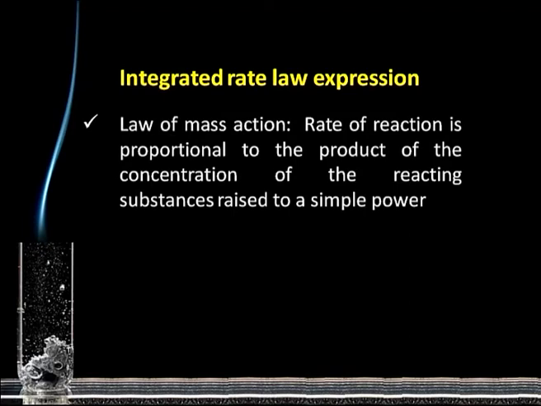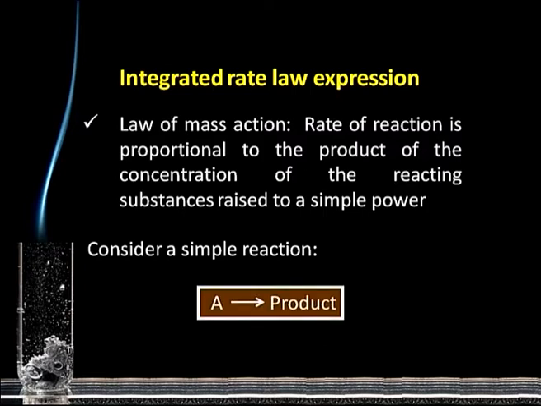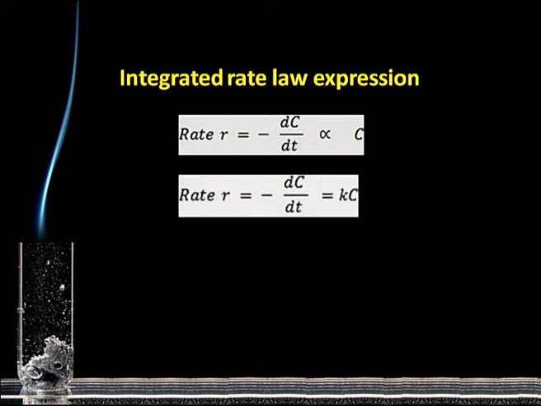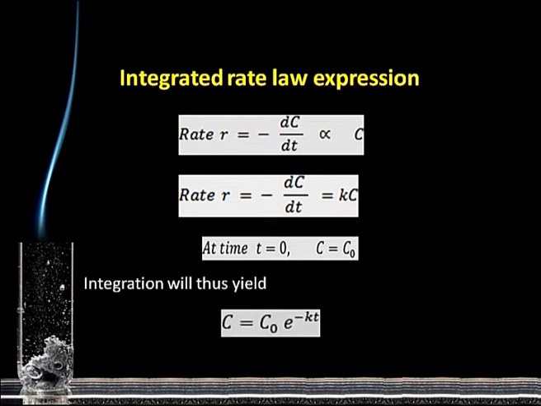Integrated rate law expression. We can recall the law of mass action. Rate of reaction is proportional to the product of the concentration of the reacting substances raised to a simple power. Consider a simple reaction again to start with, A giving you products. Rate R is equal to minus dC by dt, proportional to C. We introduce the rate constant, and then we get the integrated form of it, C is equal to C0 exponential minus kt. This is what we have seen, the concentration profile that Wilhelmy got in his first experiments on chemical kinetics.